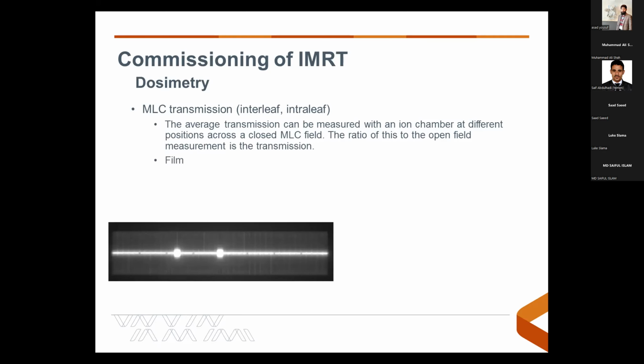A more comprehensive method, you can use film. This is an example of an image that we use for PIPSPRO. PIPSPRO is an automated software that can analyze these films, and this is the test field you use for it. It'll measure the ratio of your MLC interleaf and intraleaf transmission, as well as your interbank transmission factor.